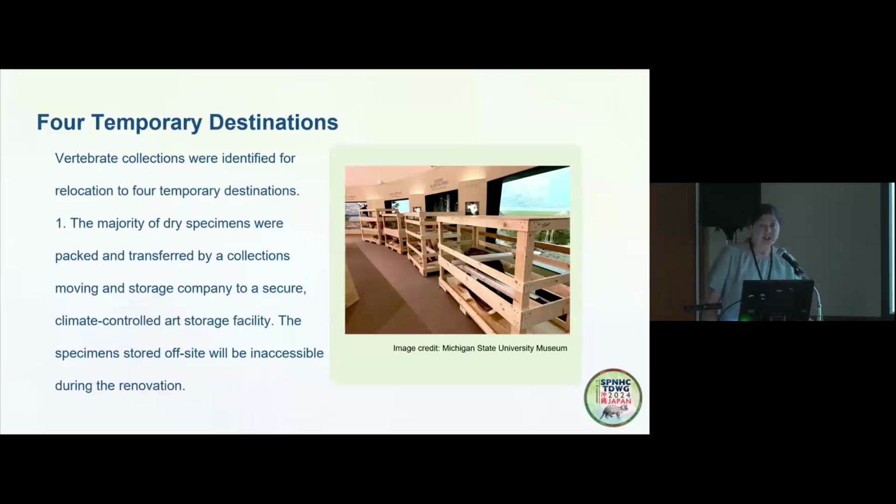The vertebrate collections were identified for relocation to 4 temporary destinations, and the majority of our dry specimens were packed and transferred by a collections moving and storage company. These materials were moved to a secure, climate-controlled art storage facility located in another state, about 5 hours away from our campus. And these specimens that are stored off-site are inaccessible during the renovation.